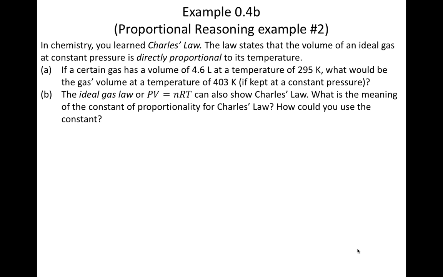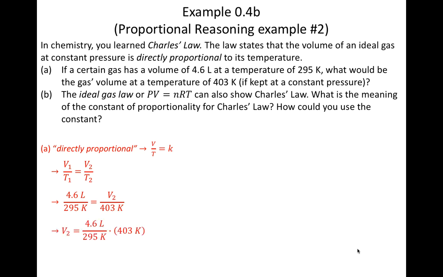temperature. We can use scaling to set up an equation to predict this new volume. Because the relationship is described as directly proportional, we know that the ratio of volume to temperature is a constant. From this, we can form a scaling equation. Next, we can insert the three known values. Then, we can rearrange the equation to solve for our unknown value, V2, which yields our answer of 6.3 liters.